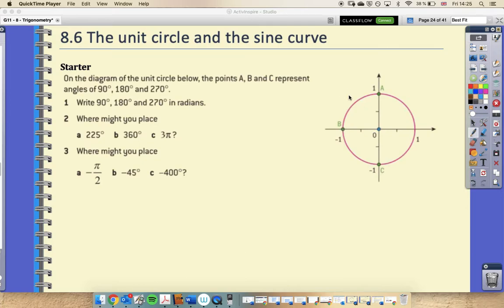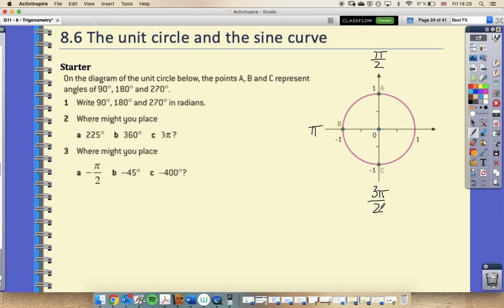Video to discuss the starter for day 6, because this is important if we're going to get to grips with the unit circle. So, question 1 should not have been too much of an issue. We know that we can write these in radians. It's what we were looking at in the last lesson. So 90 degrees would be up here, and it would be pi by 2 radians. 180 degrees would be pi radians, and 270 degrees would be 3 pi by 2 radians.